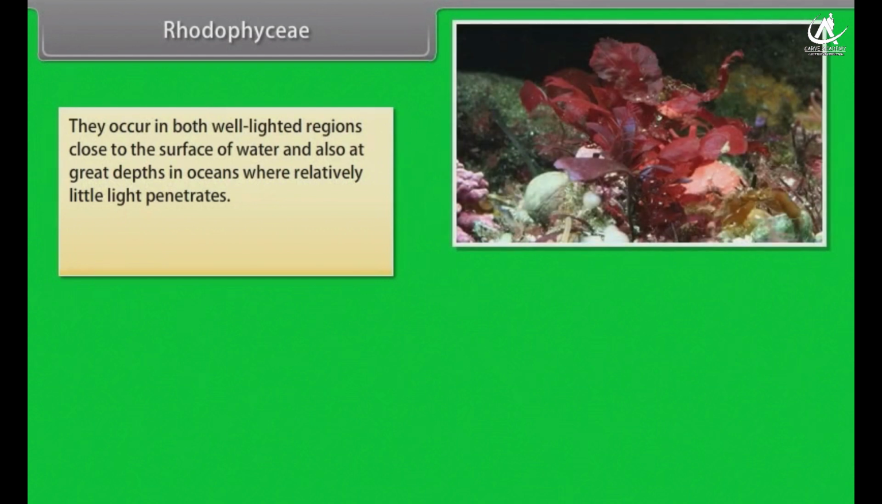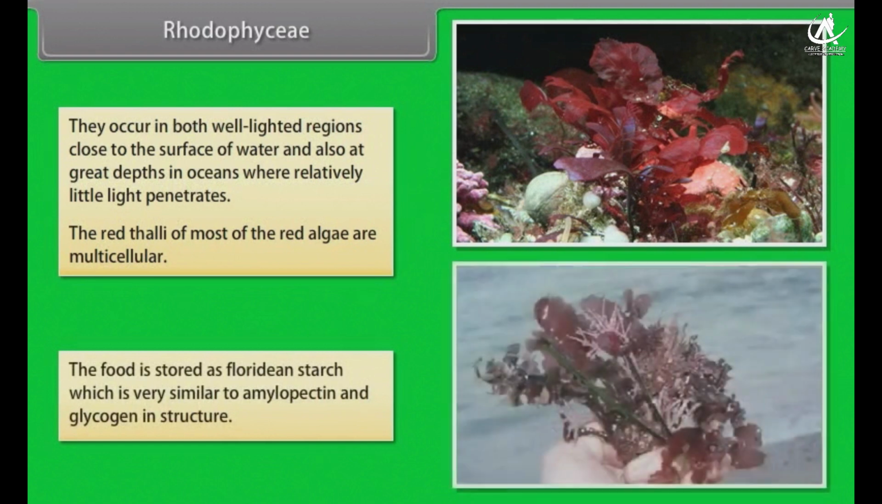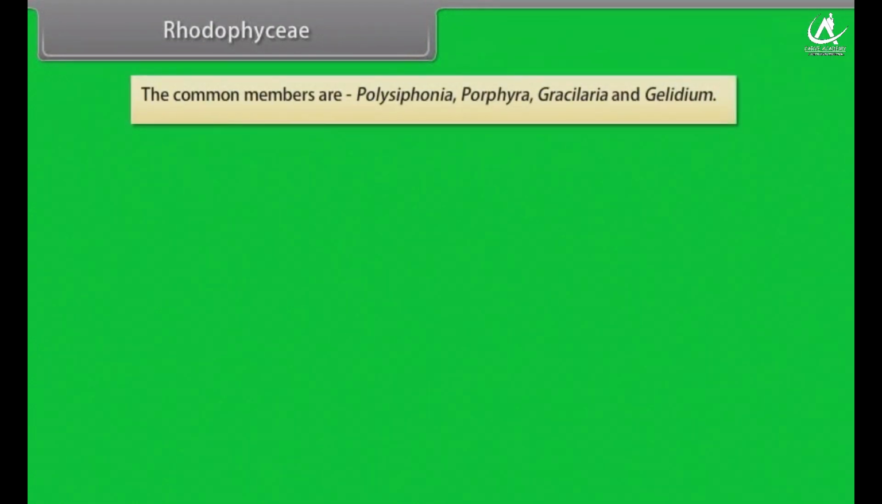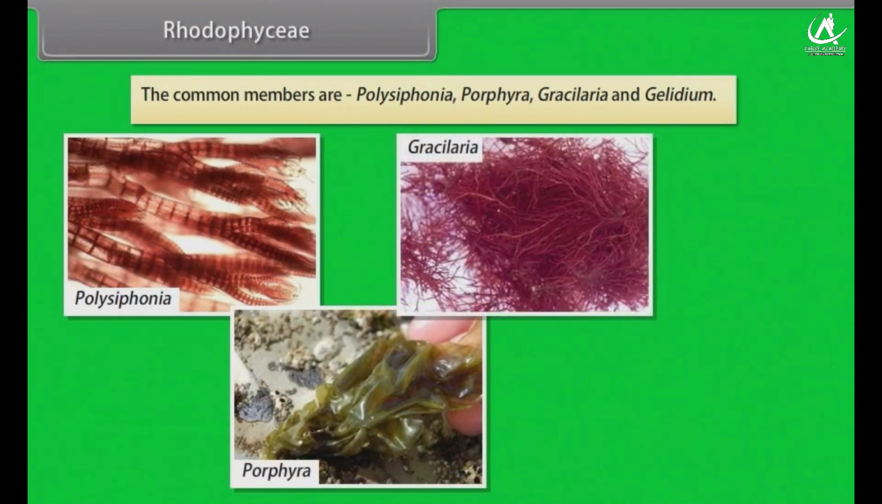They occur in both well-lighted regions close to the surface of water and also at great depths in oceans where relatively little light penetrates. The red thalli of most of the red algae are multicellular. The food is stored as floridean starch, which is very similar to amylopectin and glycogen in structure. The common members are Polysiphonia, Porphyra, Gracilaria, and Gelidium.